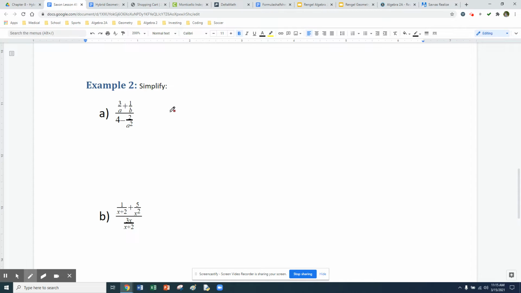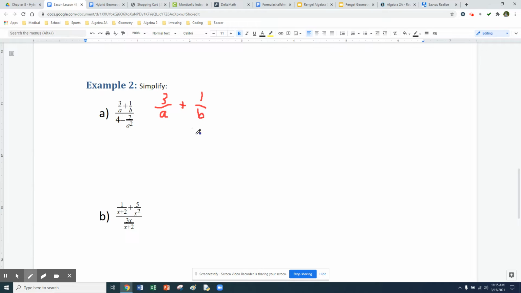Today we're going to throw in fractions that have some variables in them. We're going to build on what we did yesterday, adding and subtracting our numerators to get to one fraction, and then also our denominators. So here, our first fraction, we've got 3 over a plus 1 over b. Everything that we've learned about adding fractions is you have to have a common denominator.